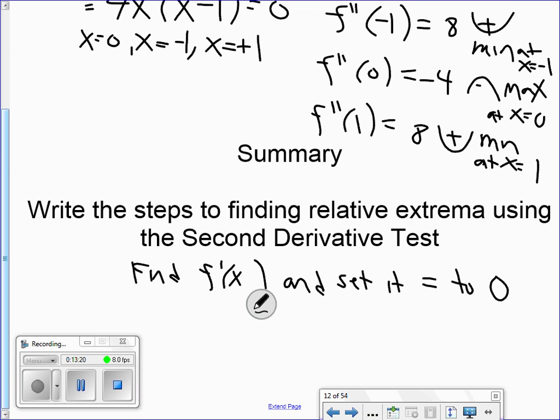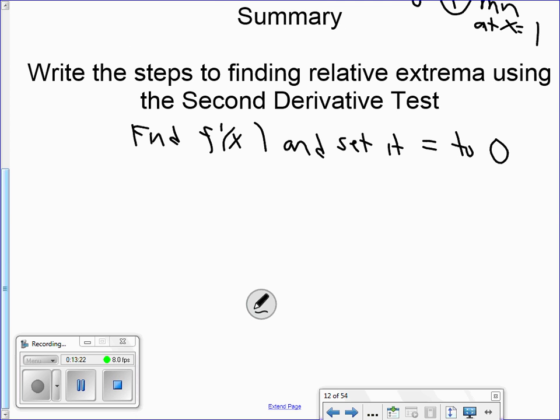All right, and then you solve it, right? Solve. And then what do you do? Yeah. Plug each of those solutions into the second derivative.